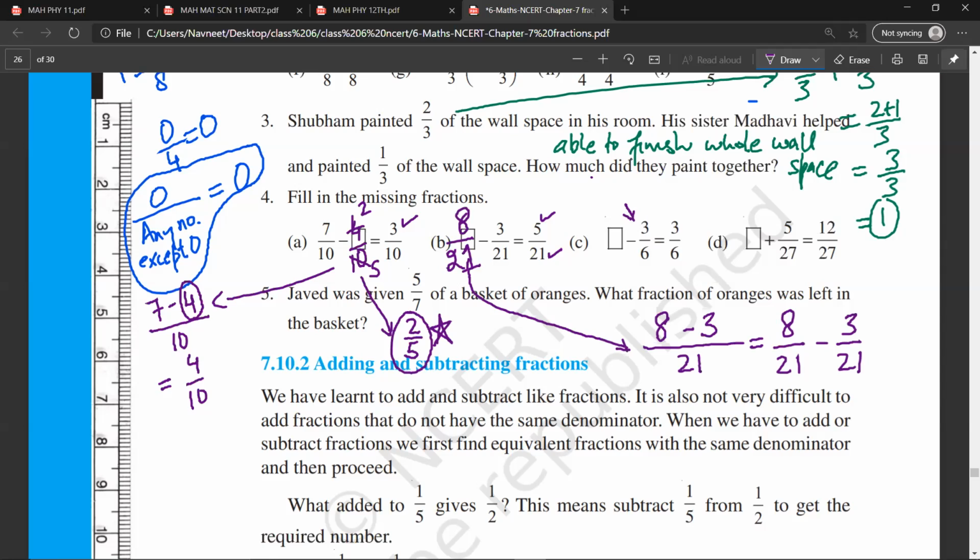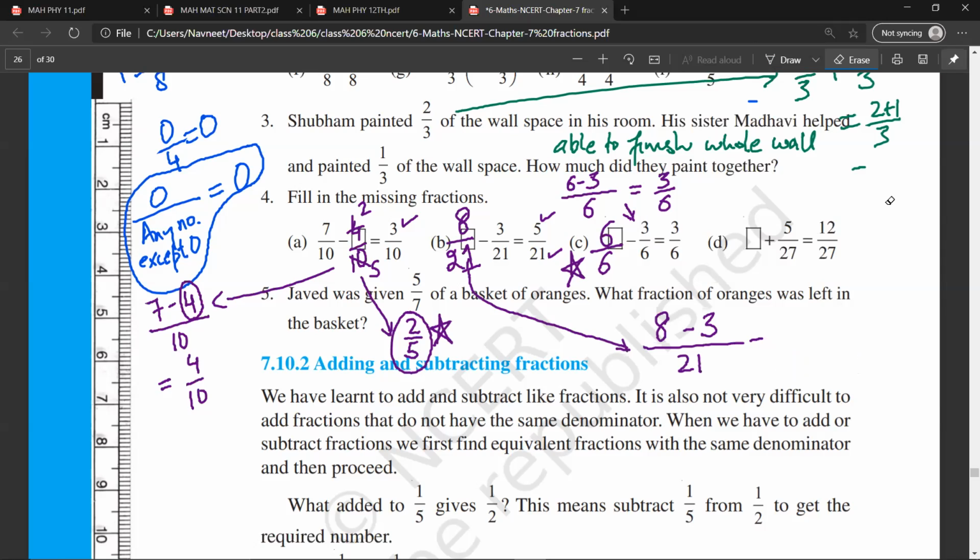What should I write here? 6 by 6. Okay. So if I write 6 minus 3, the answer that I will get is 3 by 6. So you are correct. I should write here 6 by 6. Very nice. What should I write in the D part? 7 by 27. 7 by 27. Very nice.